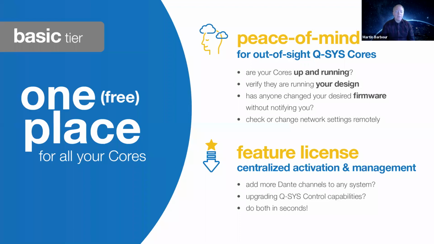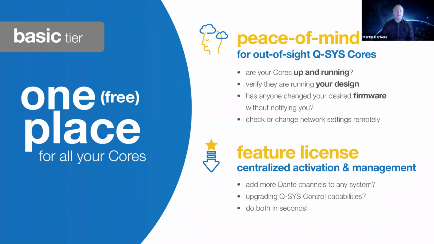In addition to that, we also have the ability to activate software feature licenses on those cores. So again, your centralized support team can remotely activate Q-SYS control on cores that maybe didn't have it through this software feature license. Or maybe they're using software-based Dante and they need to add some more channels. Again, you can do that through licensing remotely on any core that you've got access to via the cloud. And frankly, you can do them all in just a few seconds. It's extremely efficient and very well put together.